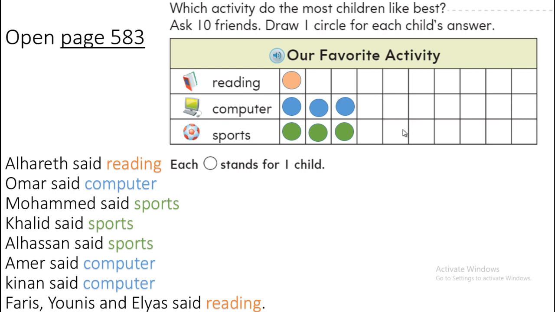Faris, and count with me here. Faris, Yunus, and Ilyas said reading. So how many votes for reading? Faris, Yunus, and Ilyas. That means 3. I'm gonna make 3 circles in front of reading.